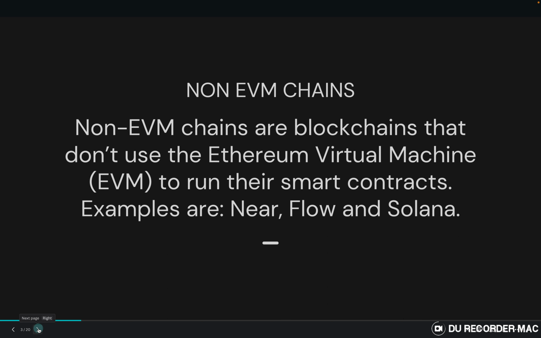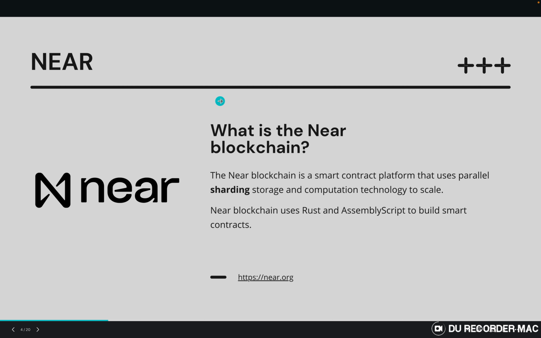So we're going to be moving on to the Near blockchain. What is the Near blockchain? The Near blockchain is a smart contract platform that uses parallel sharding storage and computation technology to scale. That's what it is basically. Then the Near blockchain uses Rust and AssemblyScript to build smart contracts, right? So developers that build on the Near blockchain will use Rust and AssemblyScript. We'll come back to sharding, but for now we just know that the Near blockchain is a smart contract platform like Ethereum, and uses parallel sharding storage and computation technology to scale.